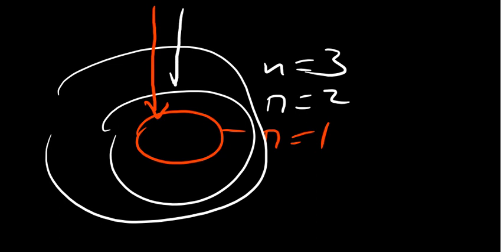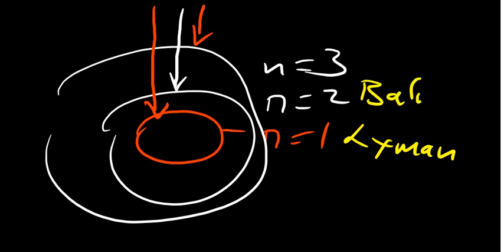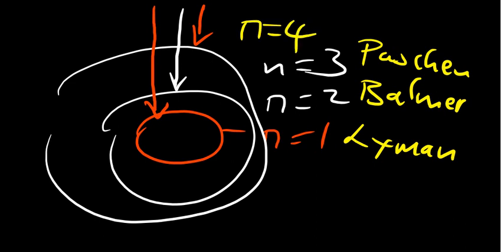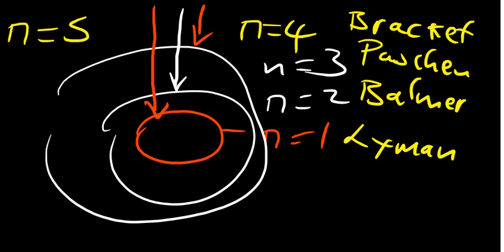Again, they have different names. For n equals 1, we call it the Lyman series. The second one is the Balmer series. The third one is what? It's Paschen. With time, the more questions you do, you get to know these. And for the sake of A-level studies, you have to end on the fifth one, which is Pfund.